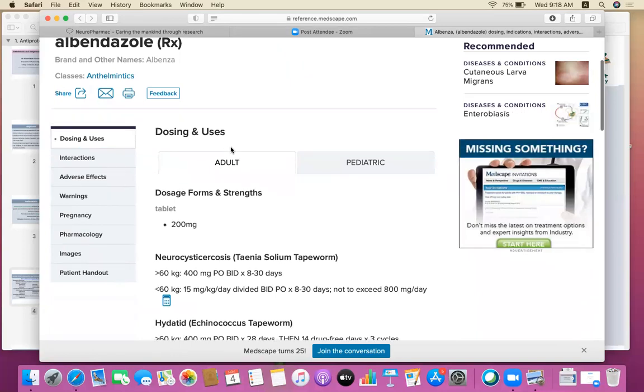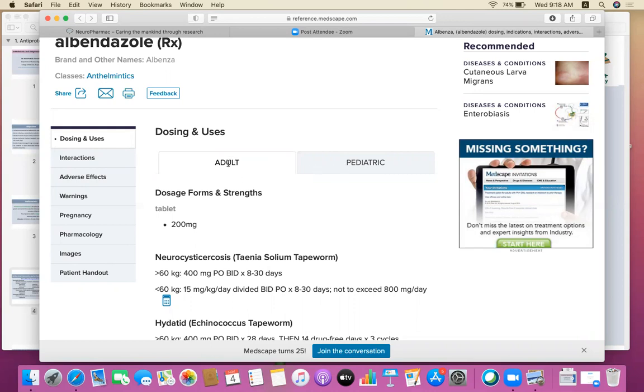So here, if you see in the left side corner, you can get all the available pharmacology, dosing and uses. Uses means indications. There are also interactions, adverse effects, and warnings. Warnings means we can say contraindications, use in pregnancy and lactation. Pharmacology includes the mechanism of action, then pharmacokinetics: absorption, distribution, metabolism, excretion, and there are also some images and patient handouts available.